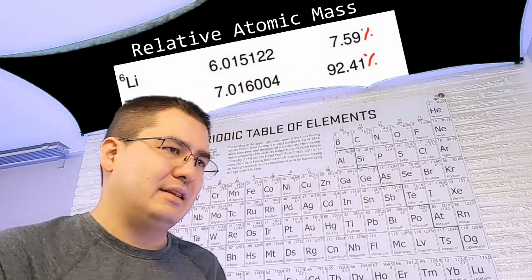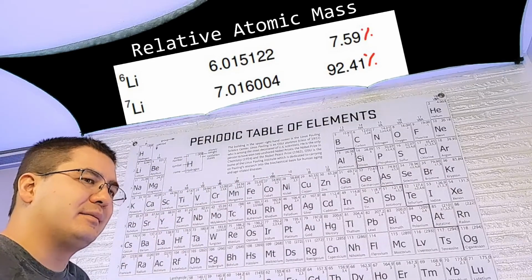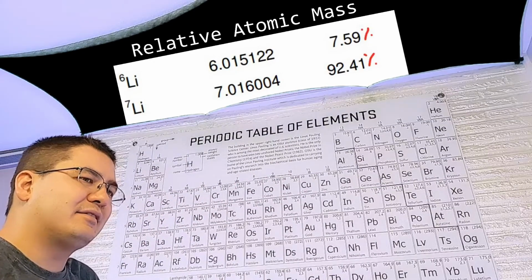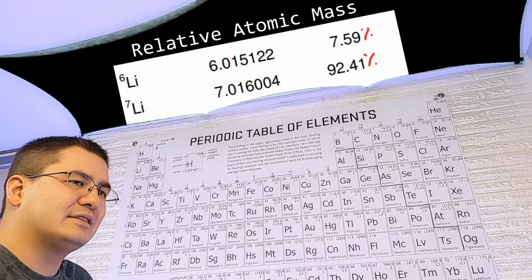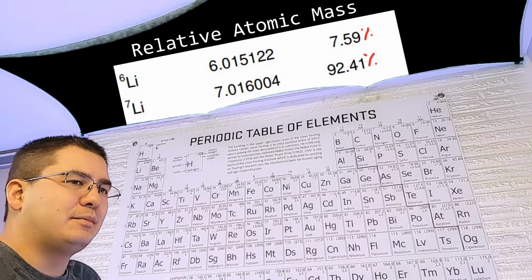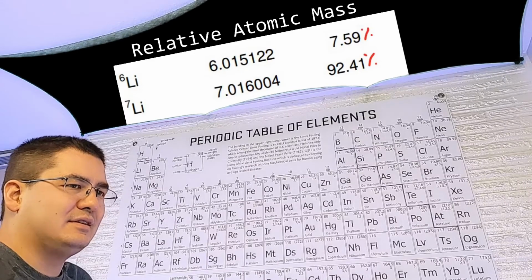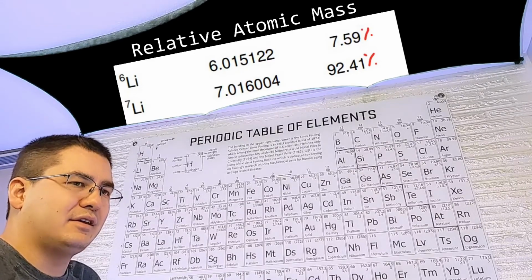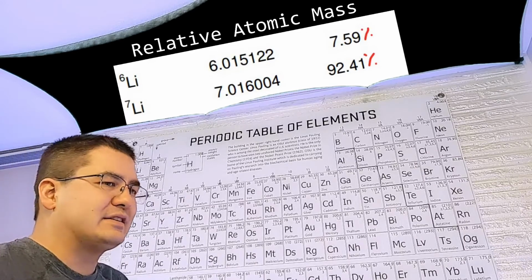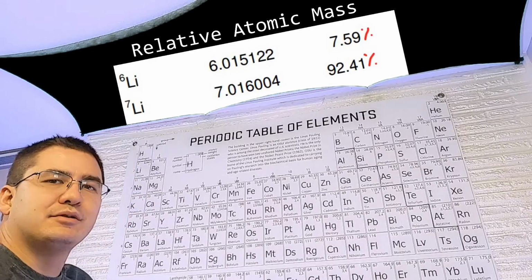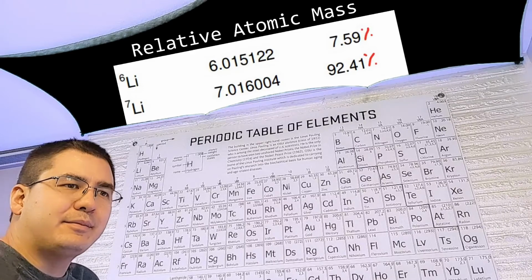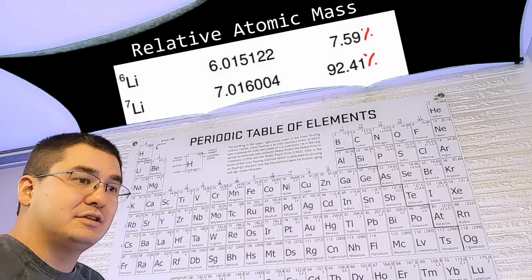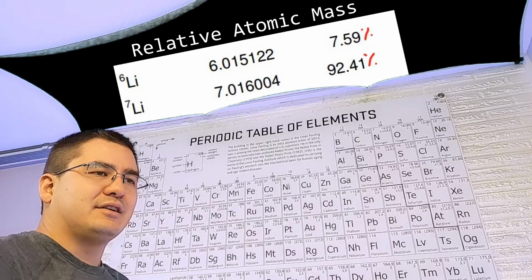let's look at these two isotopes of lithium. If you look up at the top, I've got two isotopes. One is lithium 6, that's the lighter isotope of lithium. And one is lithium 7, that's the heavier isotope of lithium. We're going to talk about what makes up lithium 6 and 7 in terms of protons and neutrons, probably in a different video. So for now, just know one weighs 6, the other weighs 7.